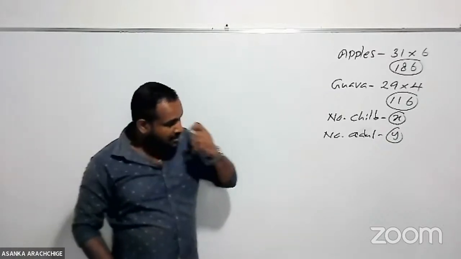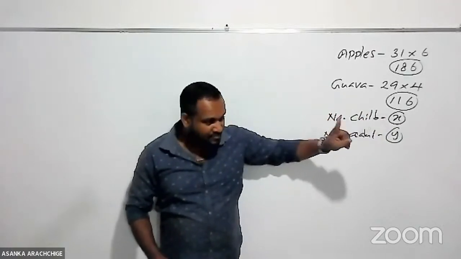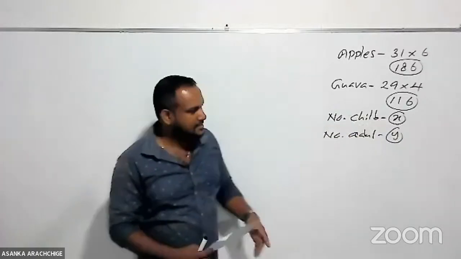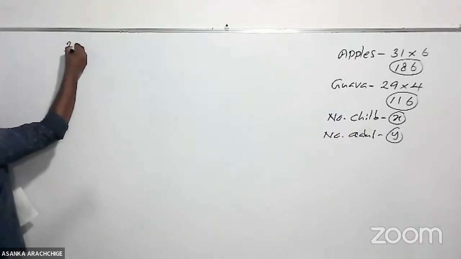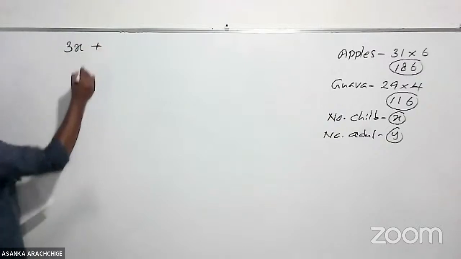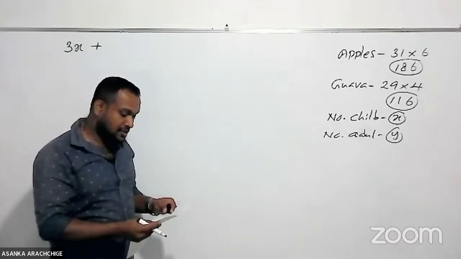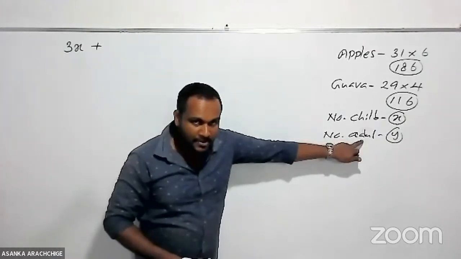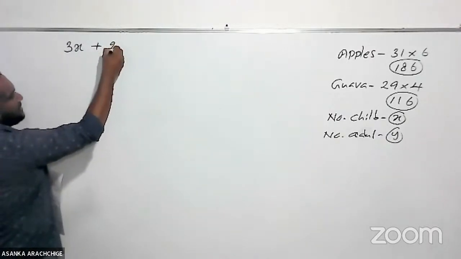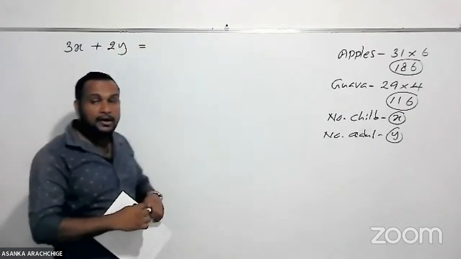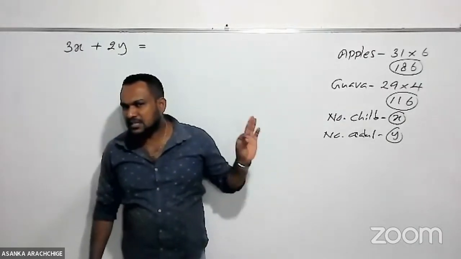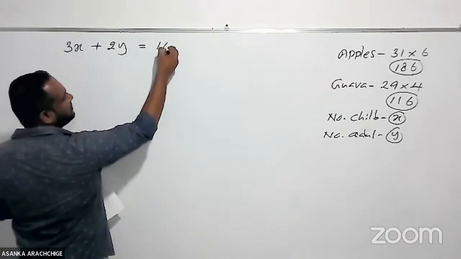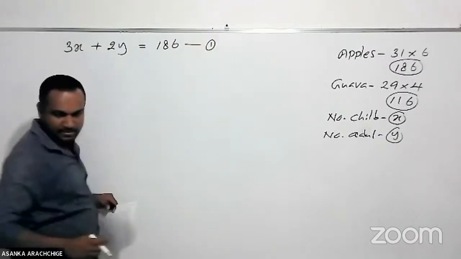Then, if there are x children today, and each child gets 3 pieces, what is the total number of pieces of apple given to the children? 3x. The total number of pieces of apple given to the children is 3x. It is added. Again, the children were provided with 3 pieces of apple each and adults with 2 pieces each. For an adult, 2 pieces of apple are provided. That means 2y. Then tell me, according to the given description, are there any pieces of apple remaining? No, that means the sum of these must be the total number of pieces of apple. 186. This is equation number 1.